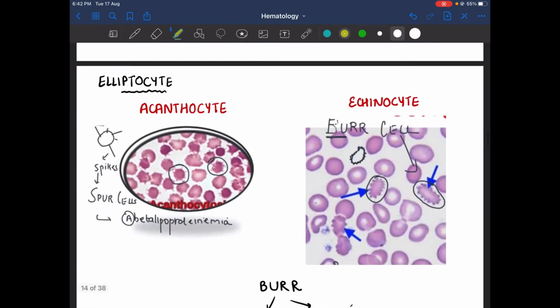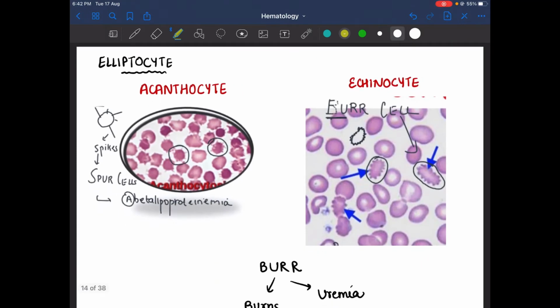Now let's move to the elliptocyte. Here we study the acanthocytes and the echinocytes. Acanthocytes, as we see in this peripheral smear, look like spike-like red blood cells. These RBCs have spikes. In the echinocytes, there are regular projections. We can remember it like E for echinocytes and E for equal, meaning the projections are equal from all the surface, and acanthocytes means spike-like.